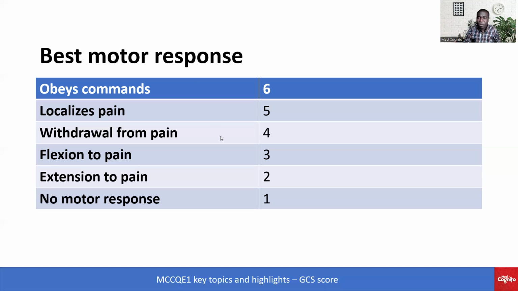So that is a wrap for GCS. Remember, best motor response, best verbal response, best eye response. The highest amount someone can get is 15/15. The lowest someone can get is 3/15.